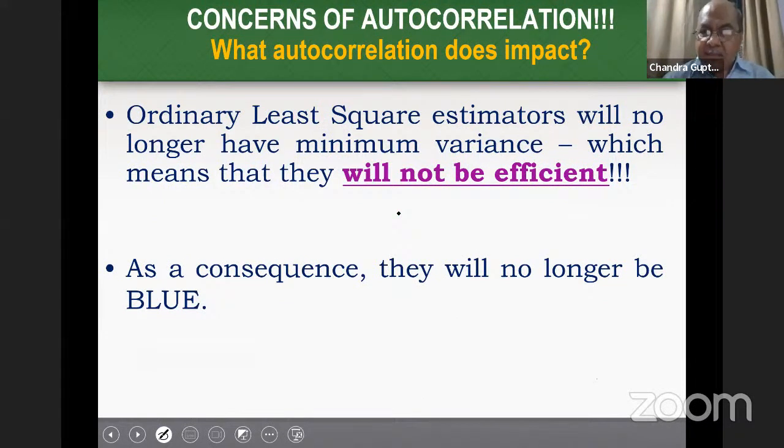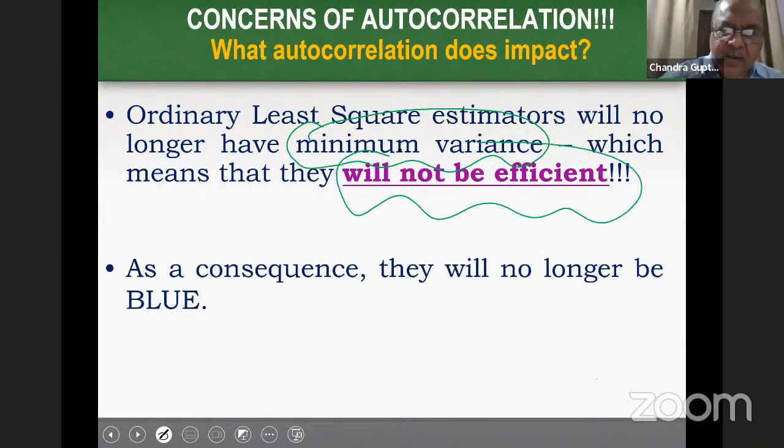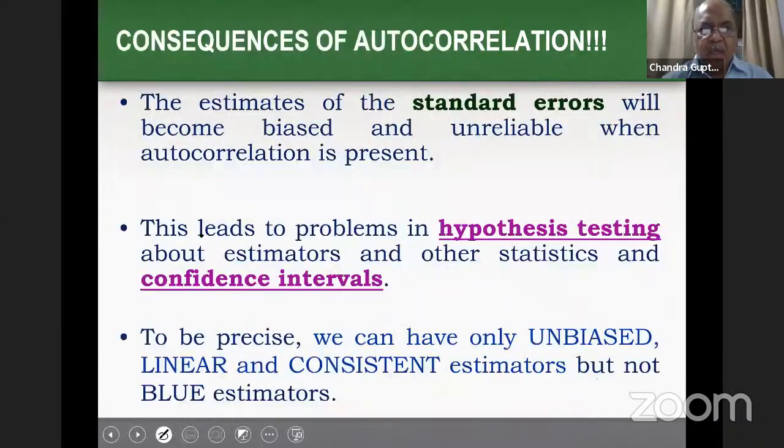In this case, we find that my variance will not be minimum, my estimates will not be efficient, therefore they are no longer BLUE. They are still unbiased, linear, consistent, but not efficient. Hence, they are not BLUE estimates. The estimates of the standard errors will become biased and unreliable, not useful in case of hypothesis testing. The consequences of autocorrelation and heteroscedasticity are by and large the same, no difference.